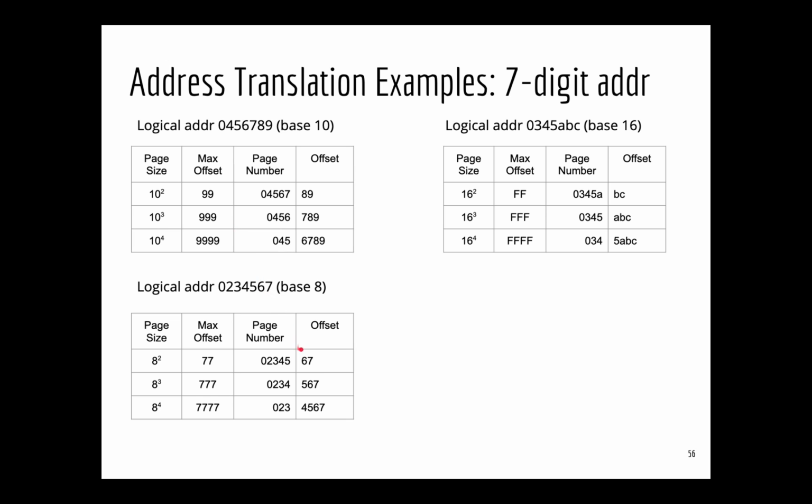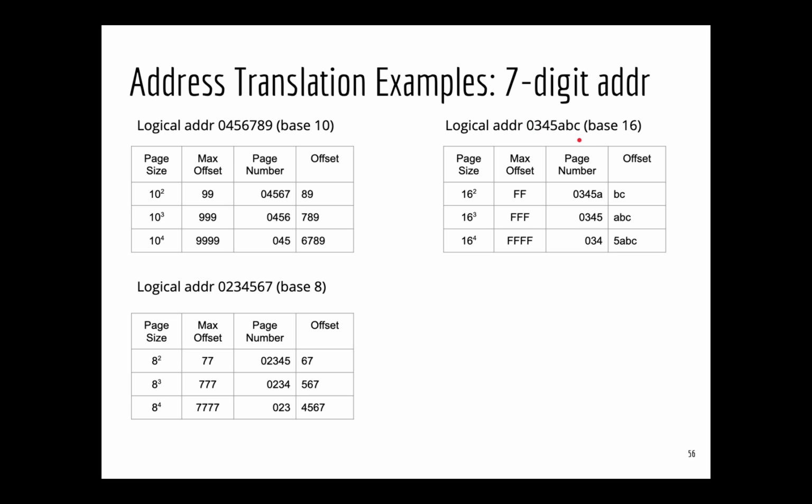So let's look at the second example. Here, when the page size is 8 to the power of 2, then the last two digits of the logical address are the offset. And when the page size is 8 to the third, the last three digits are the offset, and so on and so forth. Same thing with base 16.